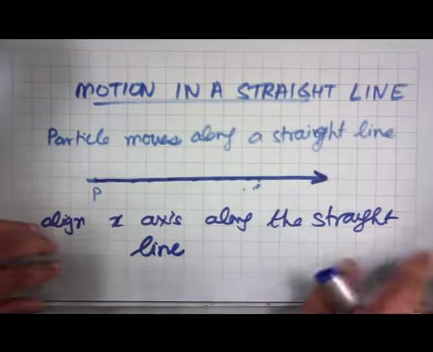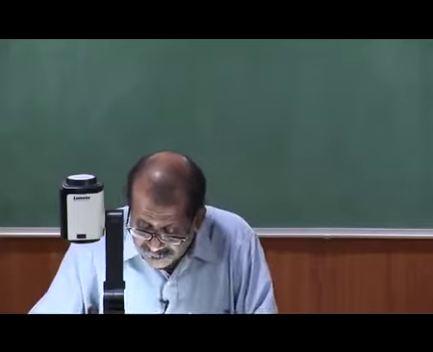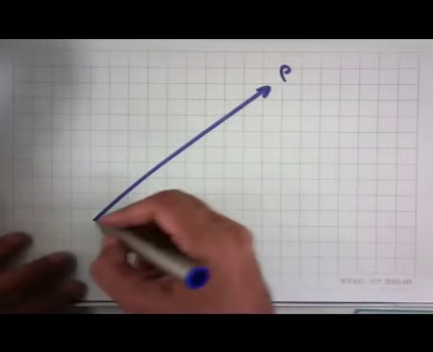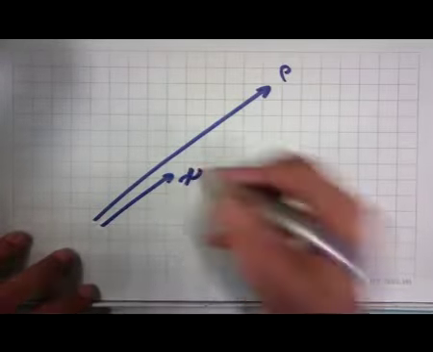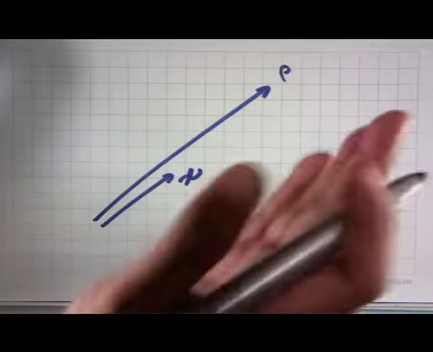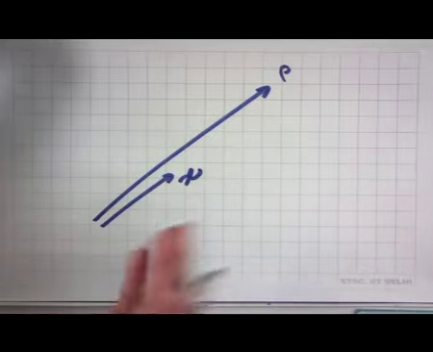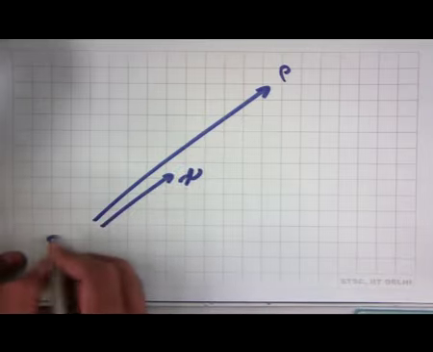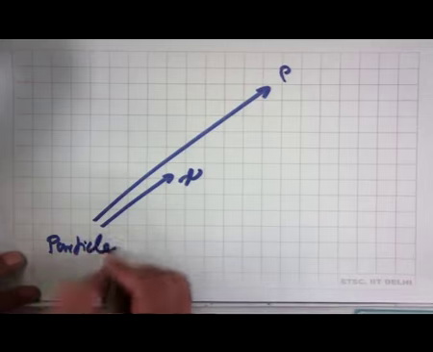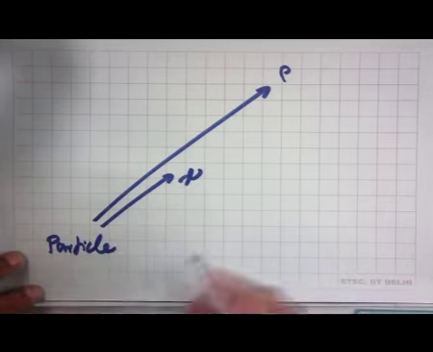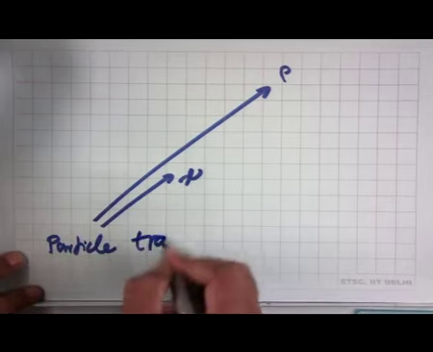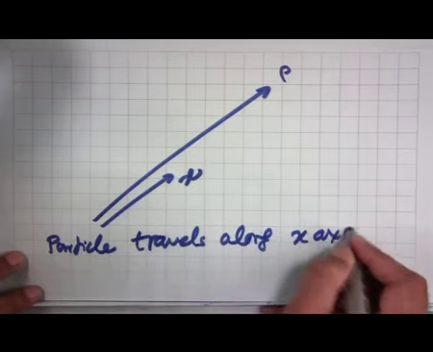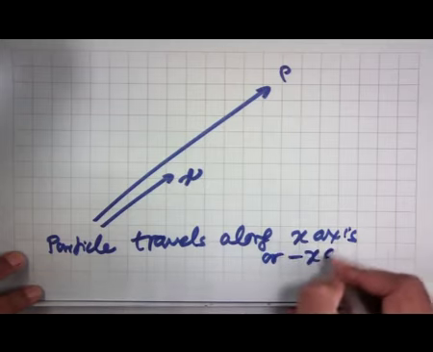So, for example, the particle could be moving like this. If it is moving, it may look inclined, but I can always align my x axis in this direction along that incline, as long as it is moving in a straight line. So, when the particle moves along a straight line, we can generalize it by saying it travels along the x axis or minus x axis.